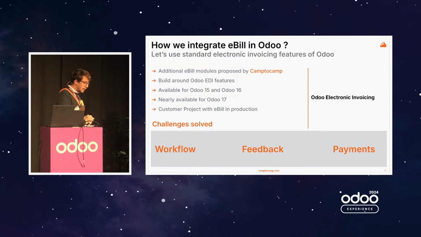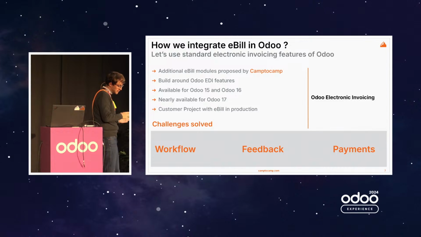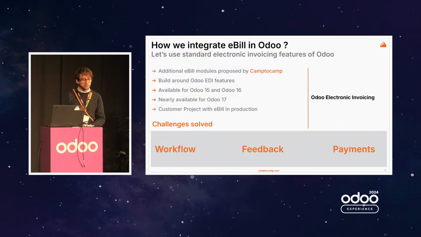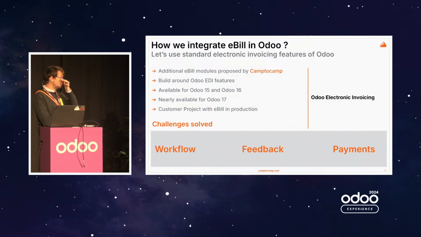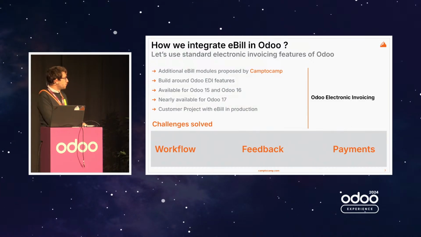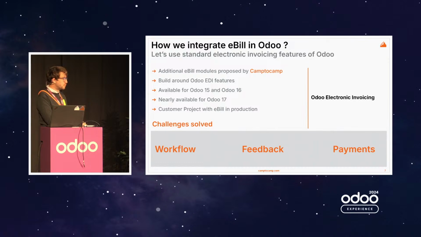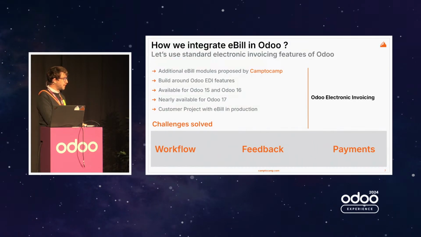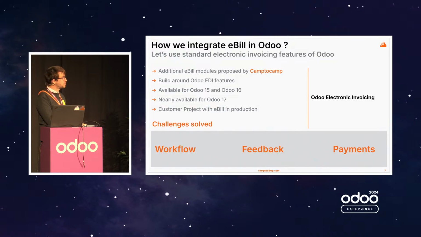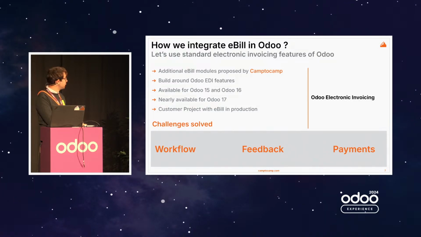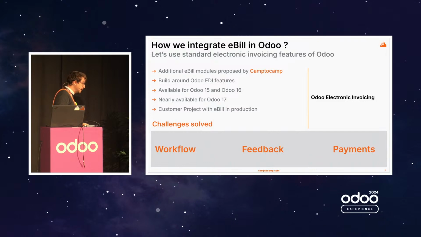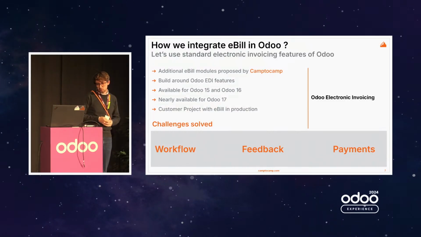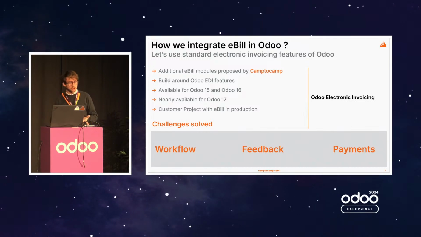It's available at the moment for Odoo 15 and Odoo 16, and this week or last week we migrated the module to Odoo 17. So we're going to have some customers in production, maybe in the next month, with this module in Odoo 17. Obviously not in Odoo 18 at the moment, but I'm sure it will be smooth to migrate that. And obviously we have some customers in production that use this eBill module. So it's quite cool.